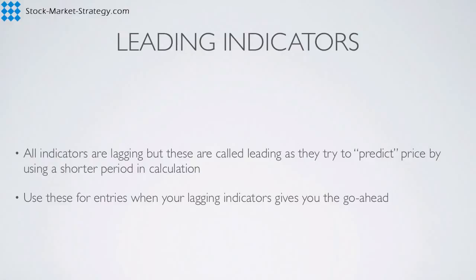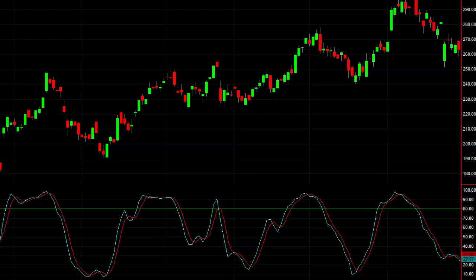But what you can use them for is for entries when your lagging indicator, and in this case the moving average, has given us the go ahead. So for example, the lagging shows us that we're in an uptrend, then we can use the oversold signals that the stochastic gives us. Here you see the stochastic, which is the leading indicator, and you can see how it's more volatile than the lagging, and it follows price a lot more up and down. Now you know what to use the leading for, more for the entries, and the lagging for trend determination.